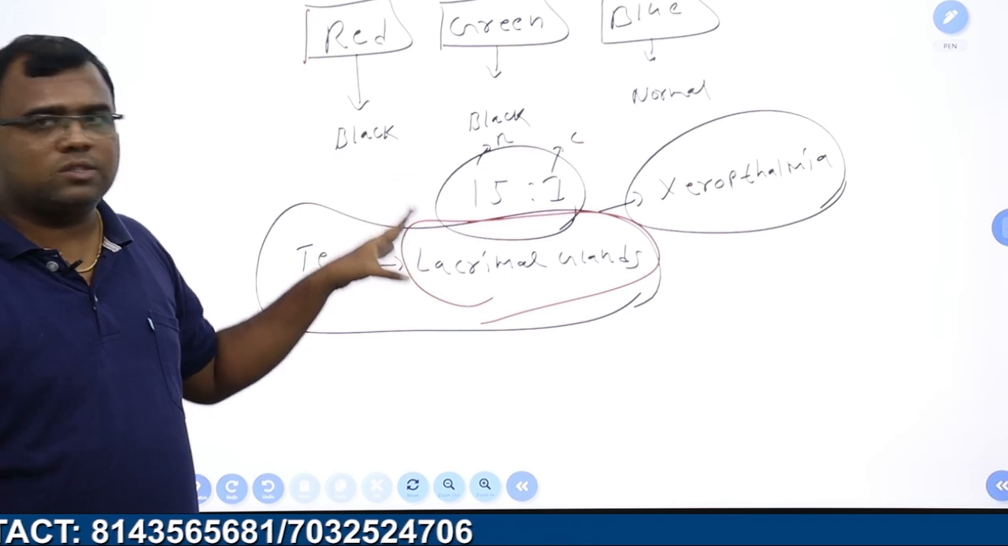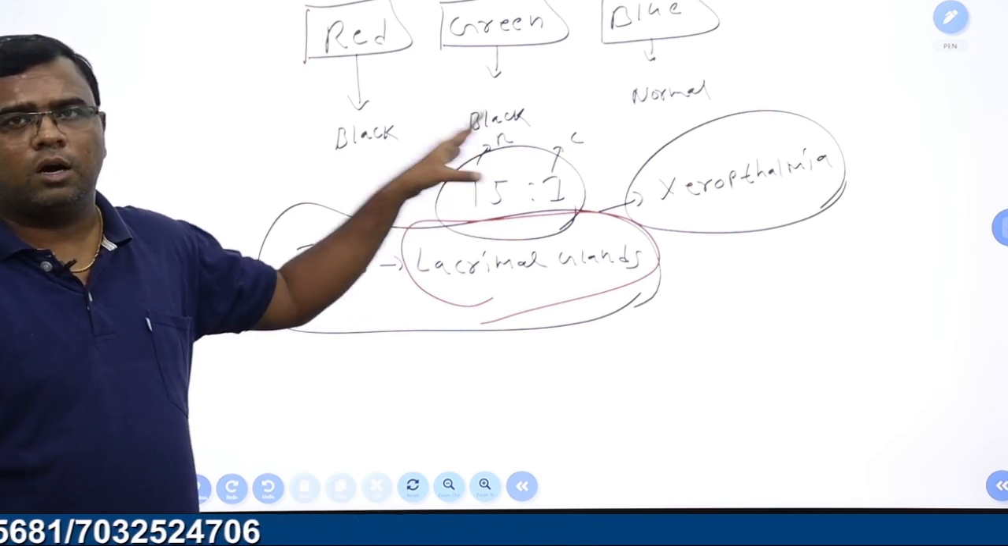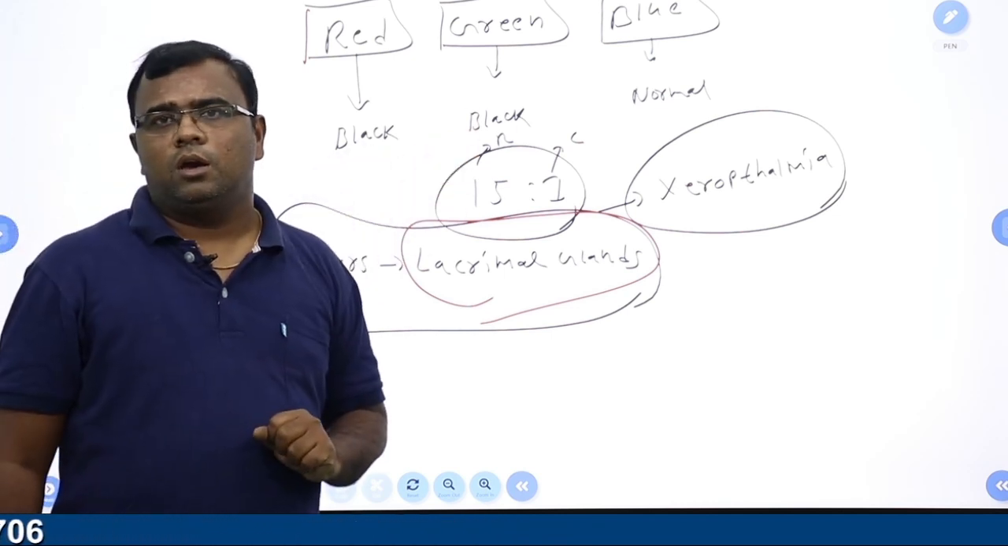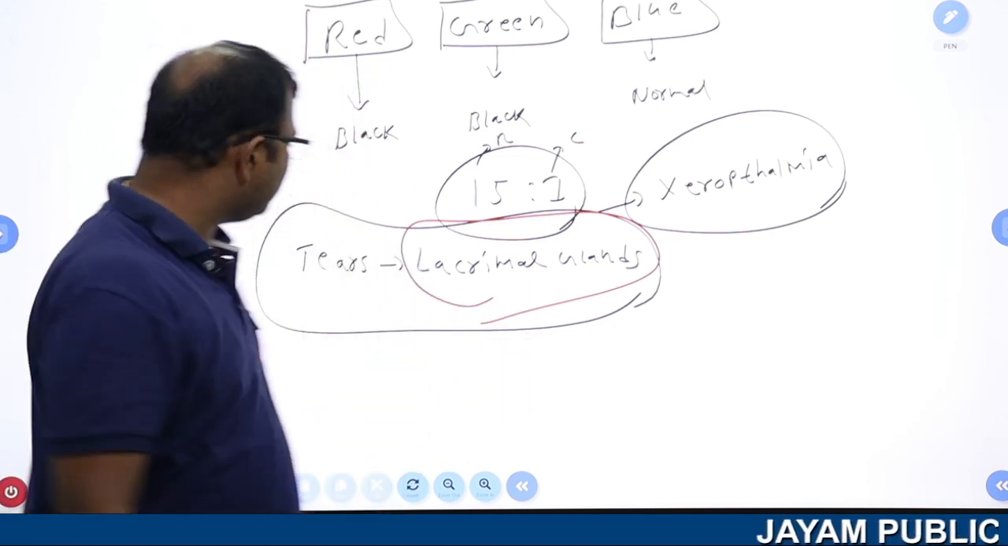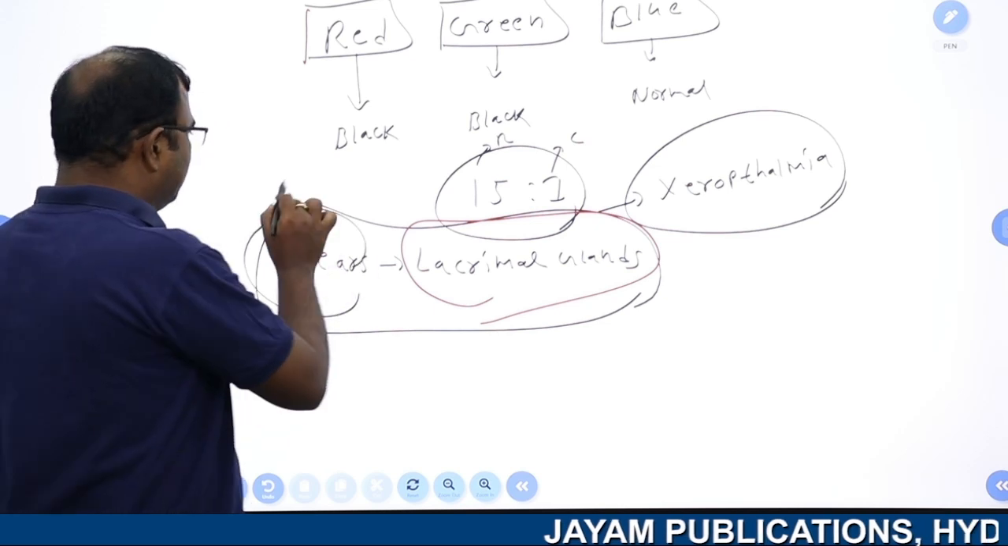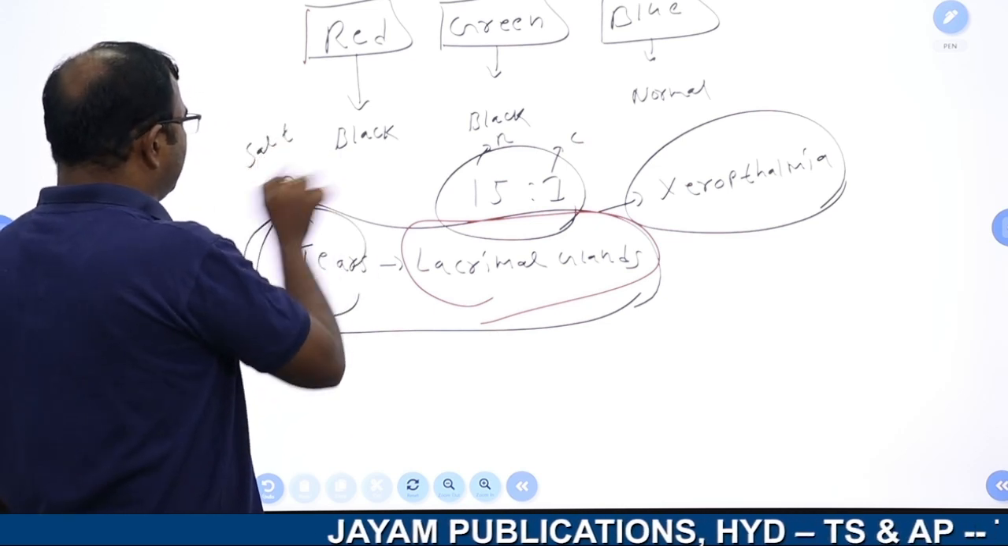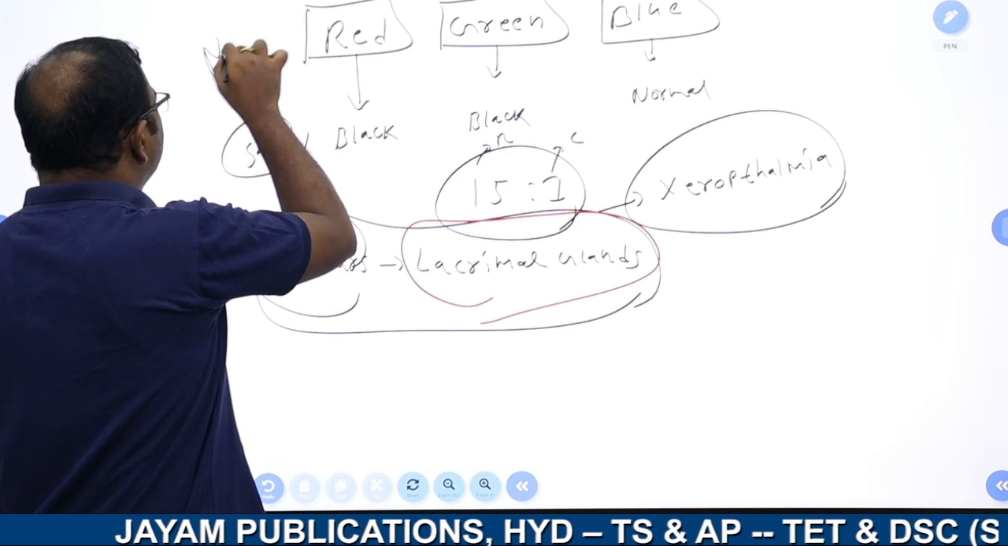These 3 diseases are very, very important in the eye chapter. And the tears are salt in nature. The tears are salt in nature because of NaCl, sodium chloride.